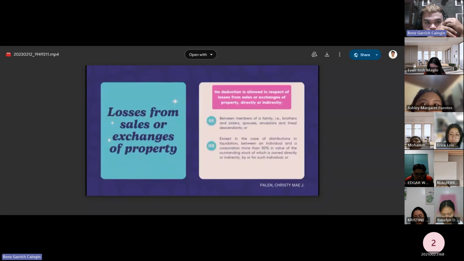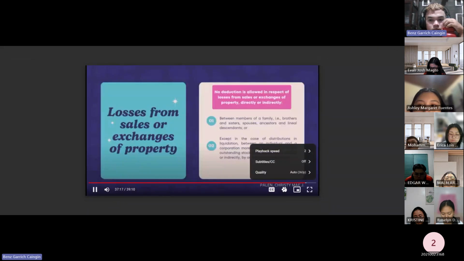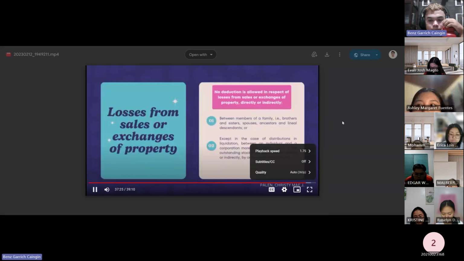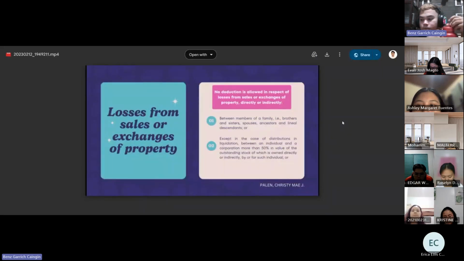No deduction is allowed in respect of losses from sales or exchanges of property, directly or indirectly, between members of a family, meaning brothers and sisters, spouses, ancestors, and lineal descendants; or, except in the case of distribution and liquidation, between an individual and a corporation more than 50% in value of the outstanding stock of which is owned directly or indirectly by or for such individual.